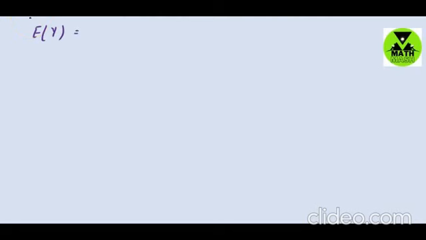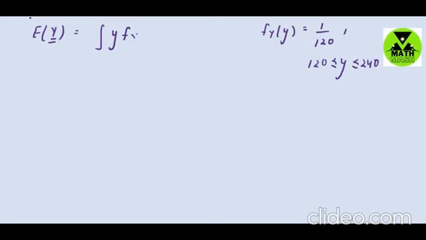So since it is a case of a joint probability density function, here for y, the marginal density of y, f_Y(y), is equal to 1/120, where y goes from 120 to 240. So what is the function? The function is y, so simply write y and the marginal density of y, that is f_Y(y), and integrate with respect to y.